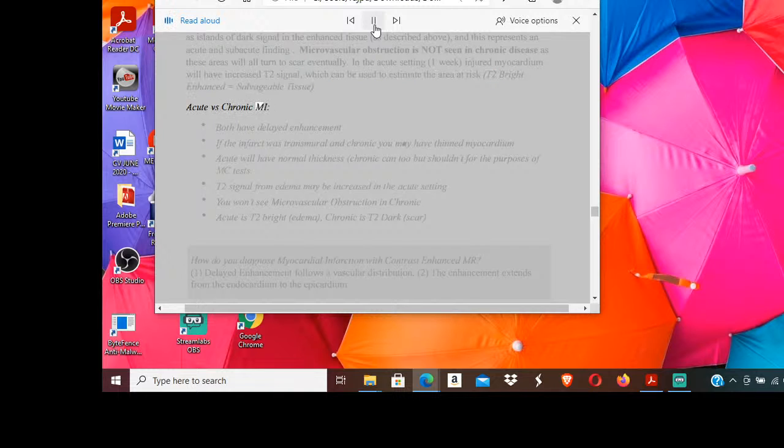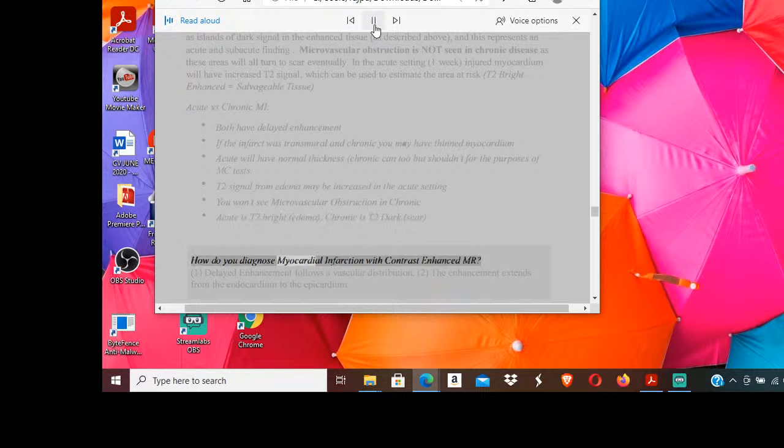Acute vs chronic MI. Both have delayed enhancement. If the infarct was transmural and chronic, you may have thinned myocardium. Acute will have normal thickness, chronic can too but shouldn't for the purposes of multiple choice tests. T2 signal from edema may be increased in the acute setting. You won't see microvascular obstruction in chronic. Acute is T2 bright, edema; chronic is T2 dark, scar.